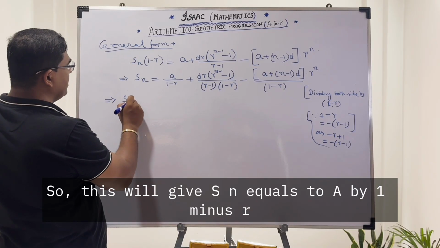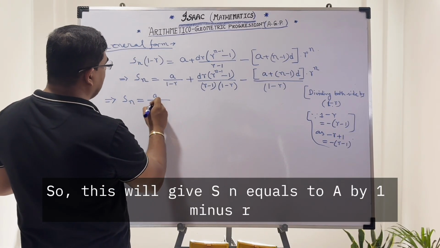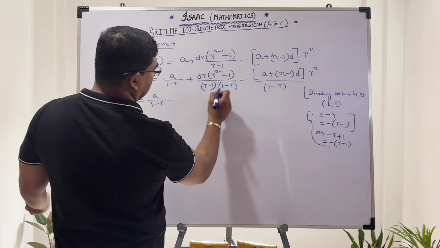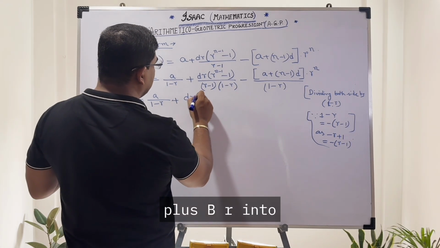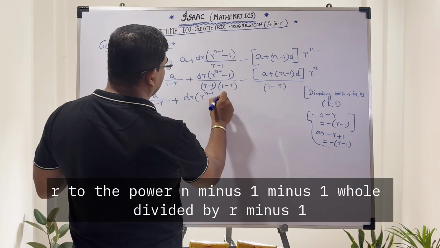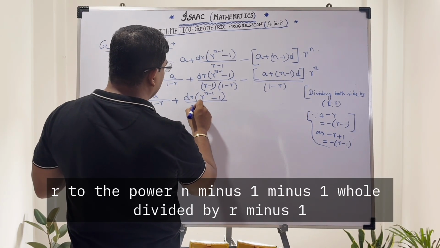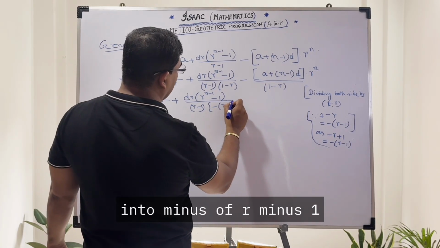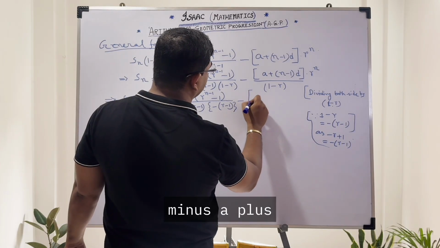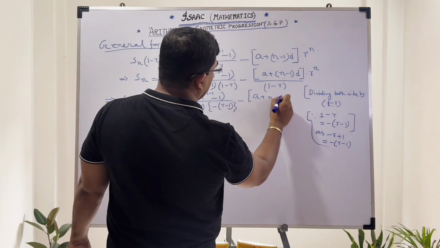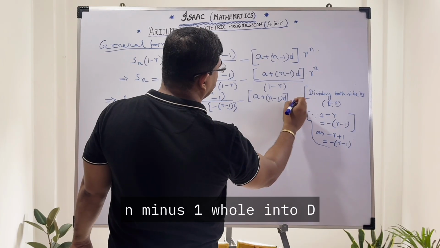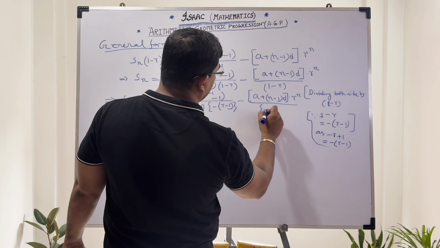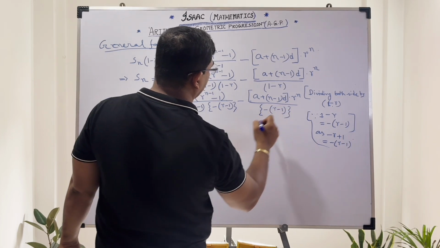So this will give Sn equals to A by 1 minus r plus dr into r to the power n minus 1 minus 1 whole divided by r minus 1 into minus of r minus 1 minus a plus n minus 1 whole into d into r to the power n whole divided by minus of r minus 1.